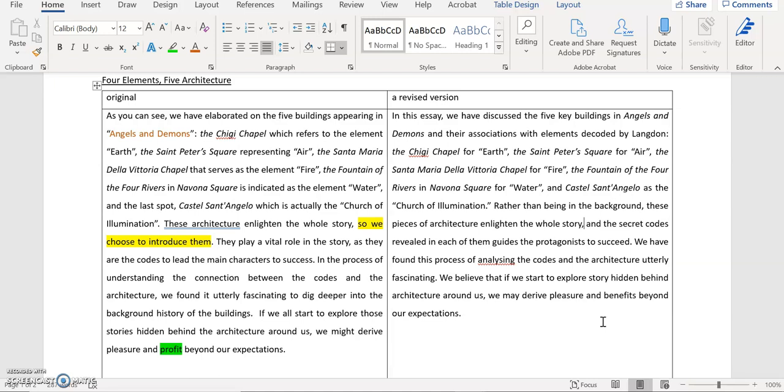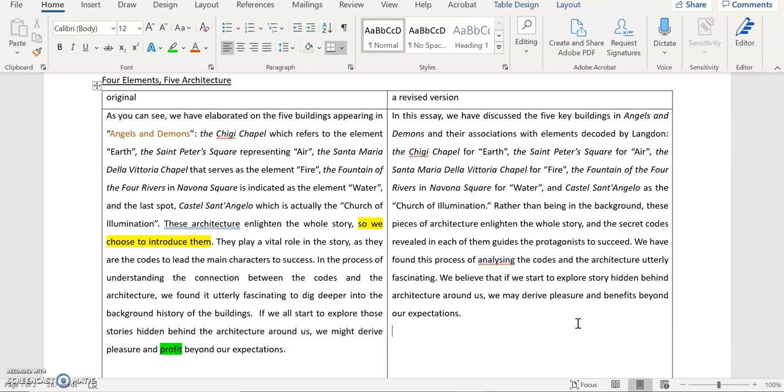Okay, and then I say, and also the secret codes revealed in each of them. I simply just want to integrate the sentence that you say as they are the codes to lead the main character to success into the same sentence. So I change that into the secret codes revealed in each of them, meaning revealed in each of the buildings or landmarks, guide the protagonist or the main characters to succeed. We have found this process of analyzing the codes and the architecture oddly fascinating.